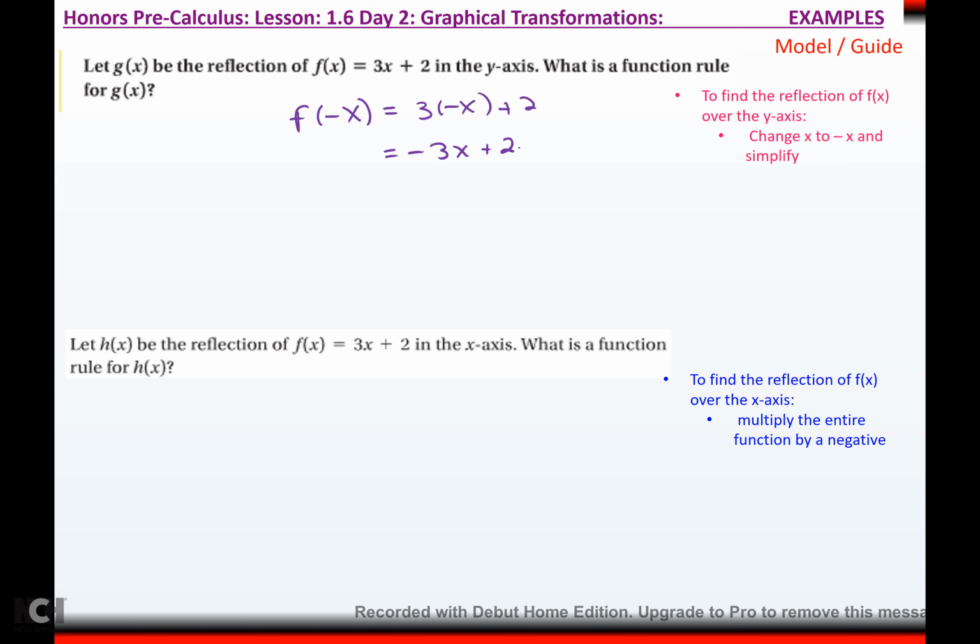Let h of x be the reflection of that function in the x-axis. For the x-axis, you multiply the whole function by a negative, distribute that, and you get negative 3x minus 2. There would be a reflection over the x-axis.